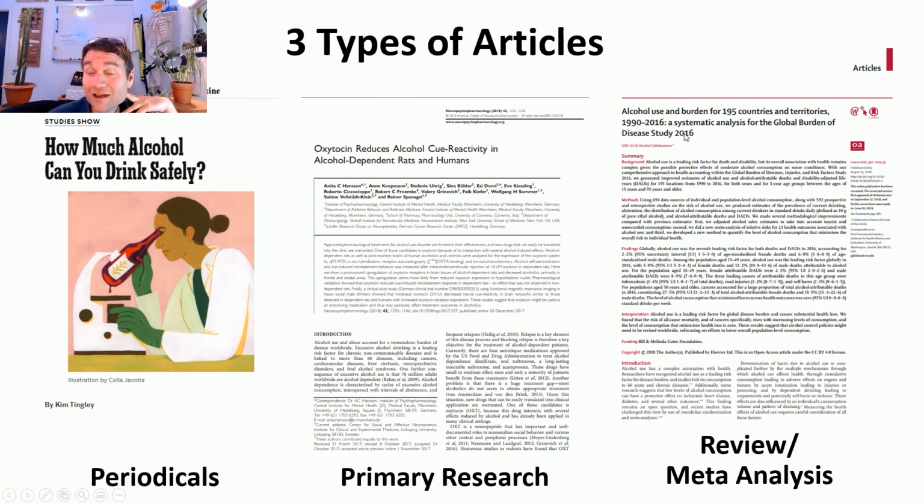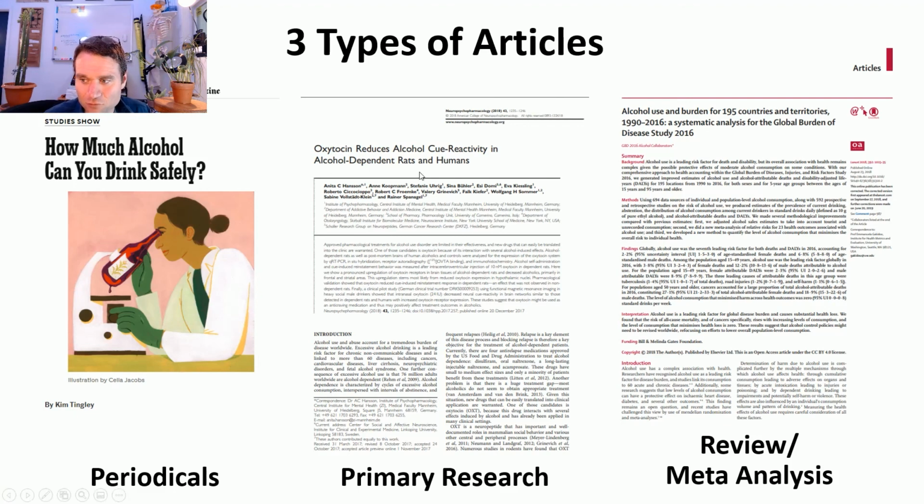And these are honestly my favorite to read. I love reading meta-analyses. So same kind of topic: alcohol use and burden for 195 countries and territories from 1990 to 2016, a systematic analysis for the Global Burden of Disease Study 2016. You notice the difference in scale here from the primary research article to the review and the meta-analysis.